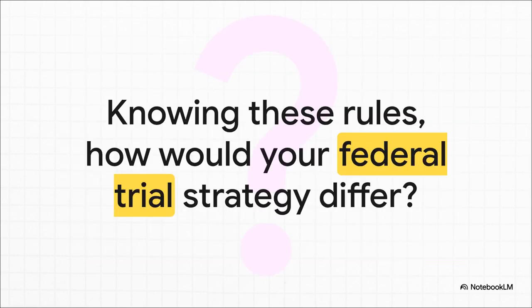So I want to leave you with a question to chew on, because this isn't really about just memorizing a bunch of rule numbers, is it? It's about learning to think like a barrister. So knowing that a judge can literally cap your number of witnesses under Rule 30.23, or knowing you can force the production of a document without a subpoena thanks to Rule 30.28, how does that fundamentally change your strategy? How does it change the way you prepare for and run a federal trial? Because thinking through that, well, that's where the real learning begins.